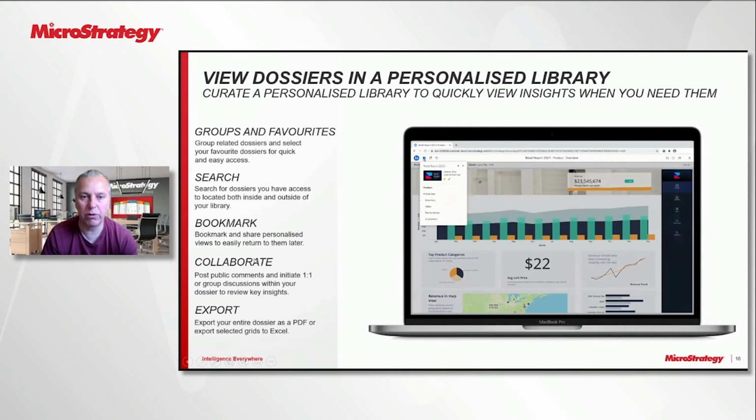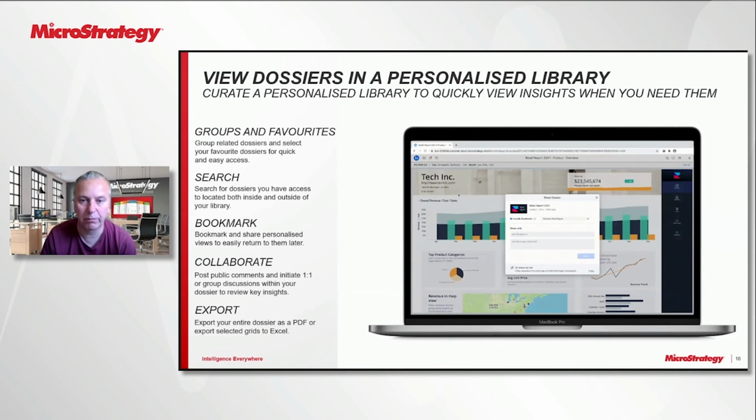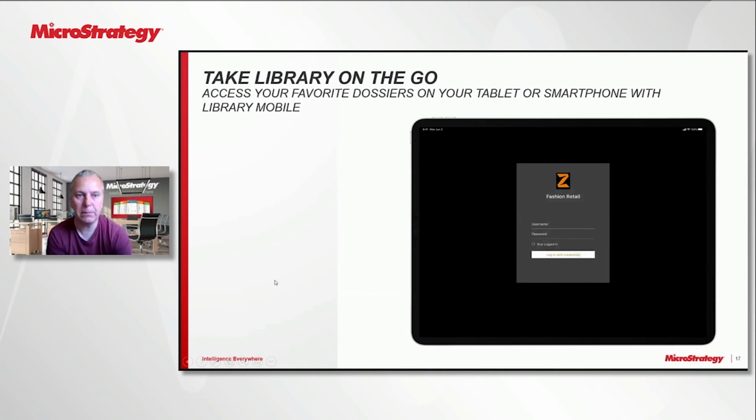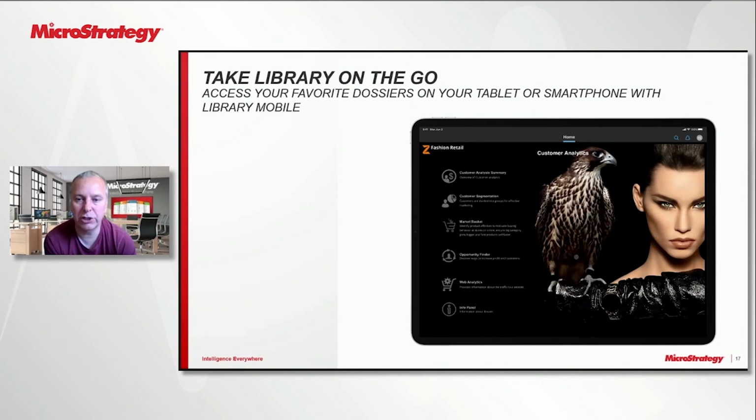And we can export the whole dossier as a PDF, or you can export individual grids or data behind a visualization into something like Excel or a text file. We then move on to MicroStrategy Mobile.